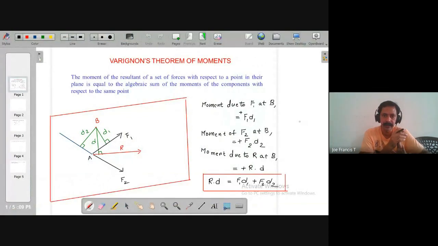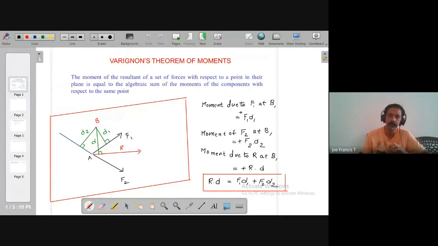To illustrate that theorem, I've taken a plane, right? A plane here, where there are two concurrent forces acting at a point A, force F1 and F2. These two forces make a resultant R. So I selected a point B in this plane, right? And then I'm trying to apply this theorem there. So first I'm taking forces one by one. Say first I have taken the force F1.